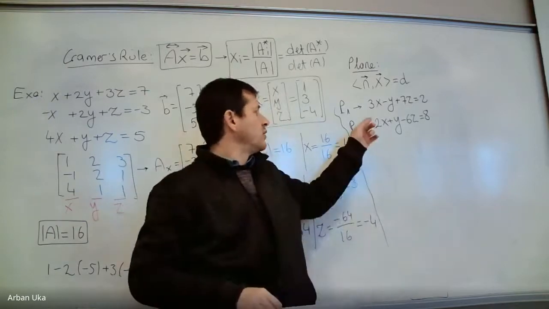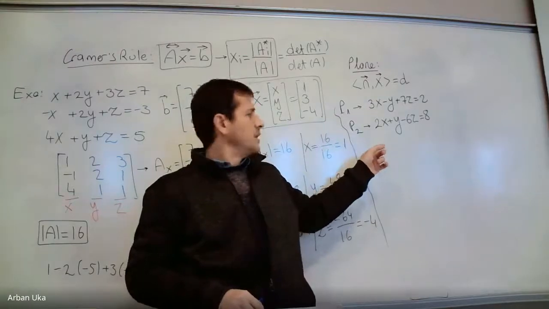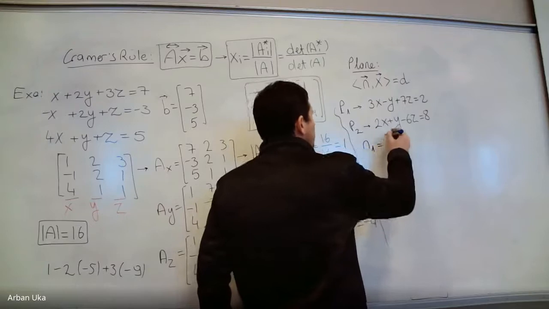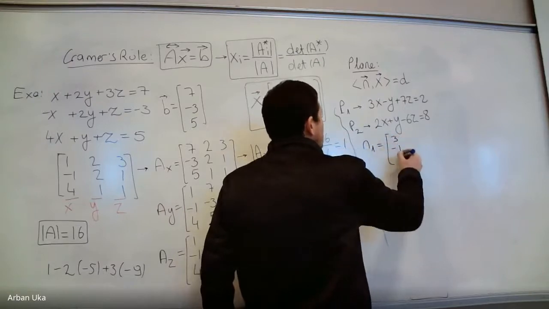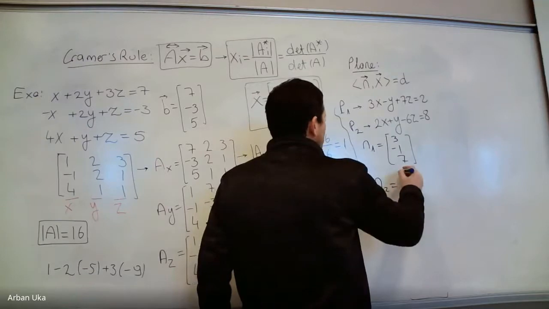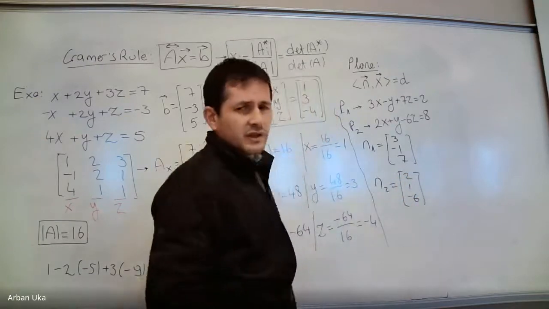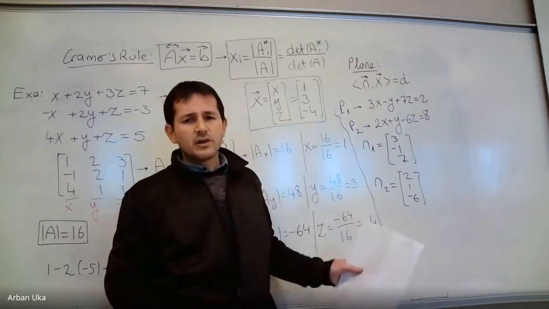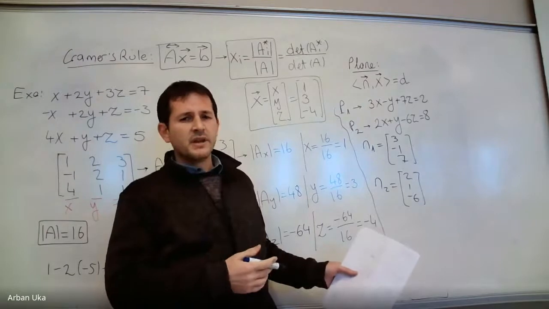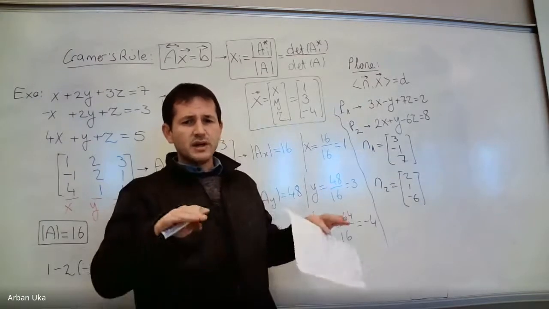These two planes, do they have the same normal vector? No. The first normal vector for plane P1 is 3, minus 1, 7. The second plane has a normal vector which is 2, 1, minus 6. These two planes are not parallel, so for sure they are going to intersect at some point. So the intersection of these two planes, most probably, is going to be a line.